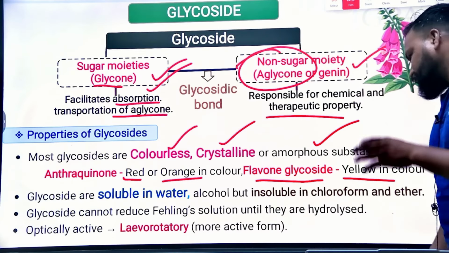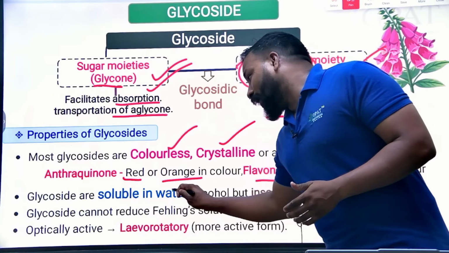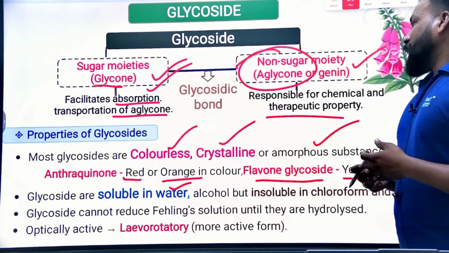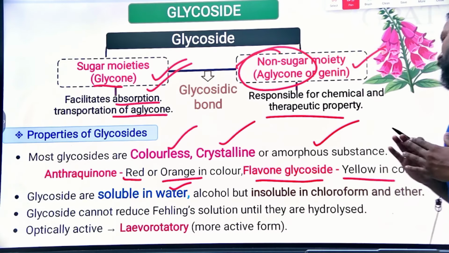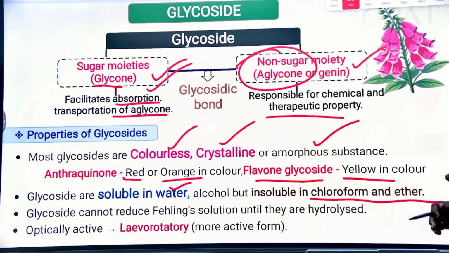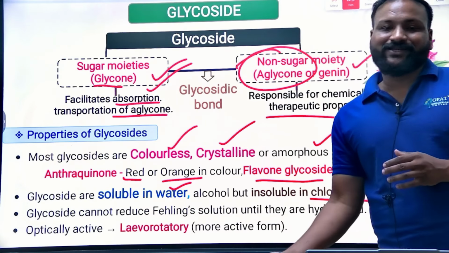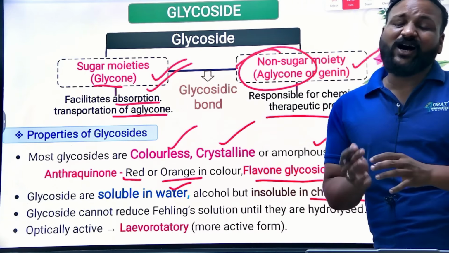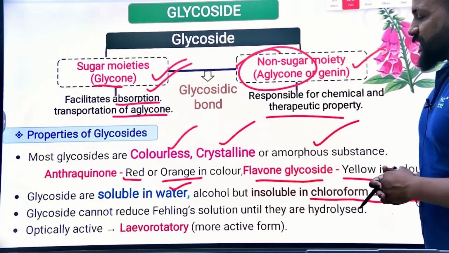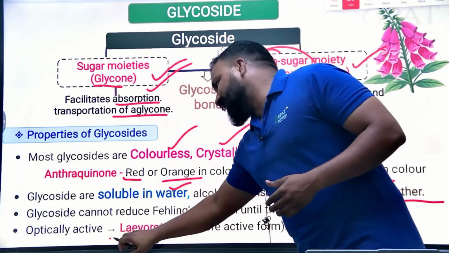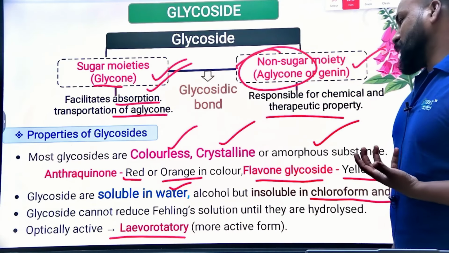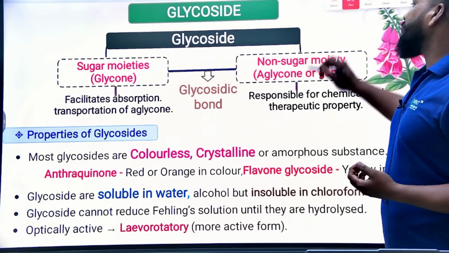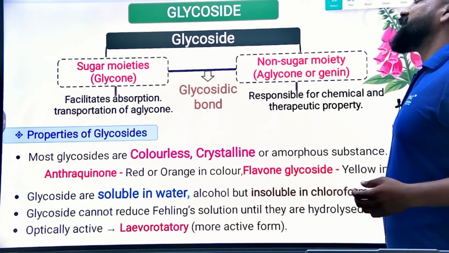They are soluble in water and dilute solvents, but insoluble in chloroform and ether, which means they are insoluble in organic solvents. That's the reason all the statements are correct. They are also optically active, which means levorotatory or more active. So that's about the properties of glycosides, and option C is correct.